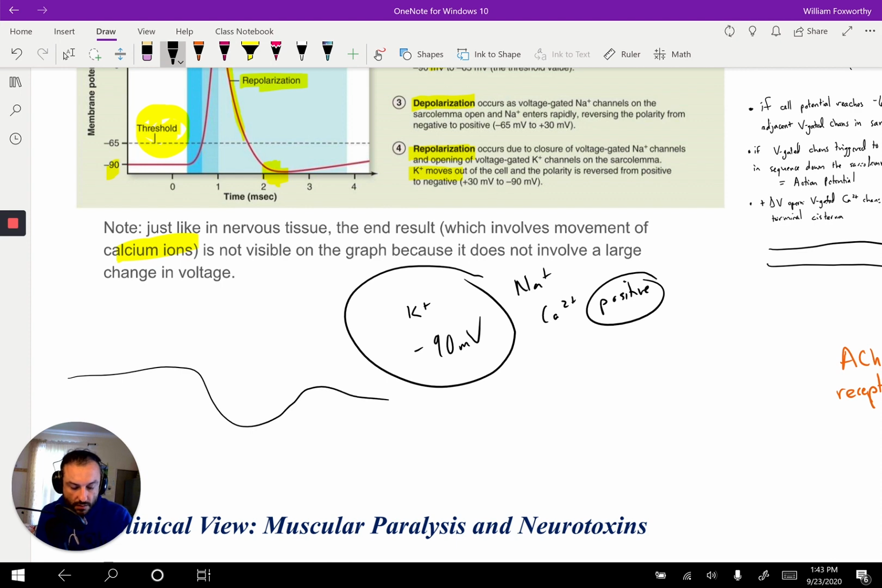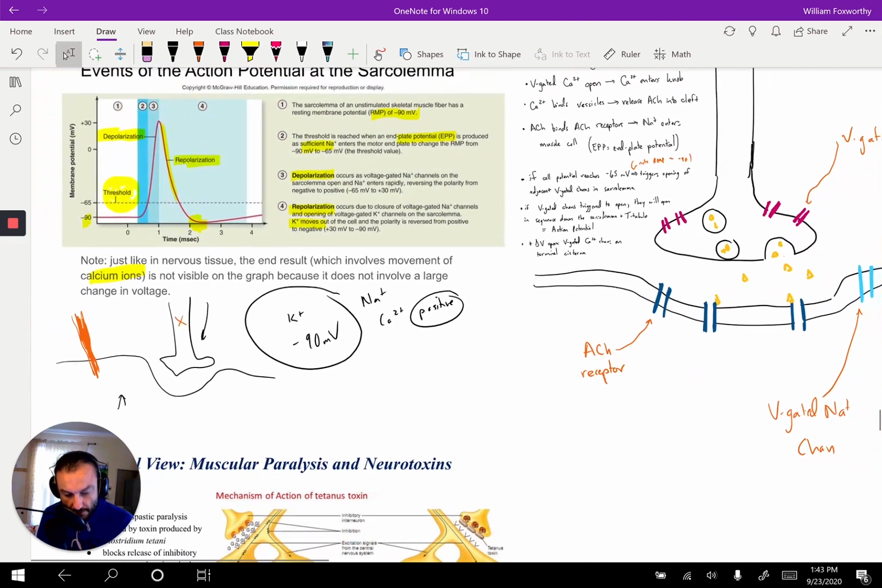So let me try to explain that better. This is supposed to be my synaptic knob, and here my muscle fiber. All of this that we're talking about now, we're measuring with an electrode, either a surface electrode or by penetrating the muscle itself with an electrode. We're not measuring here in the neuron. So we're just looking at changes that are occurring in the sarcolemma of the muscle fiber.